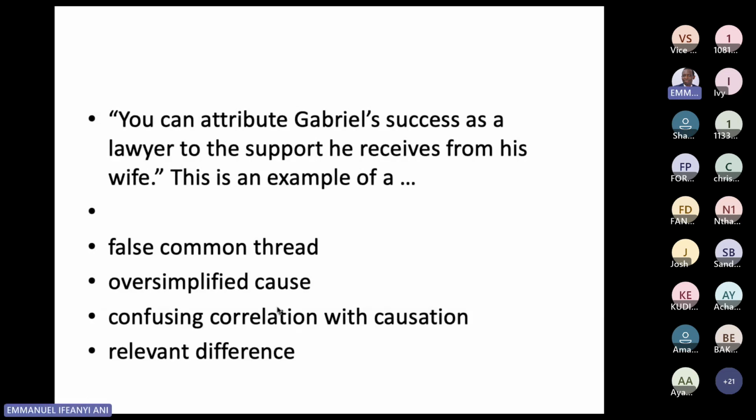You can attribute Gabriel's success as a lawyer to the support he receives from his wife. This is an example of what? Any answer?